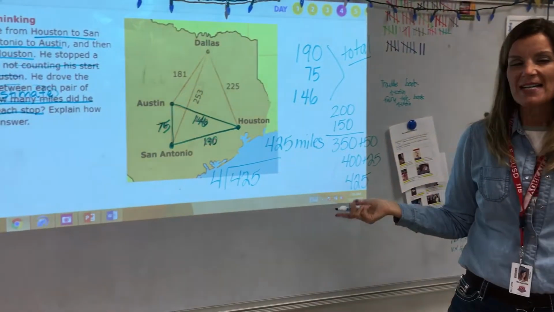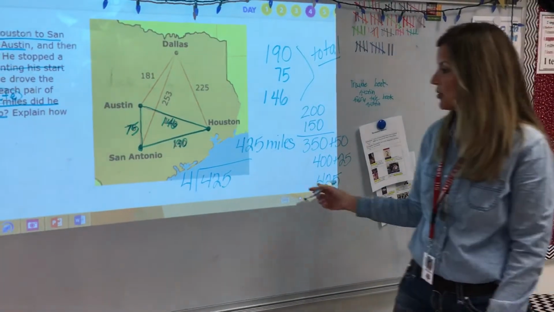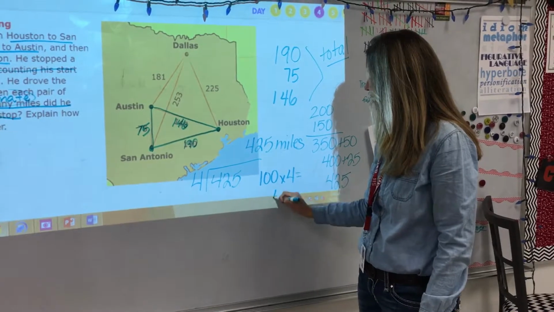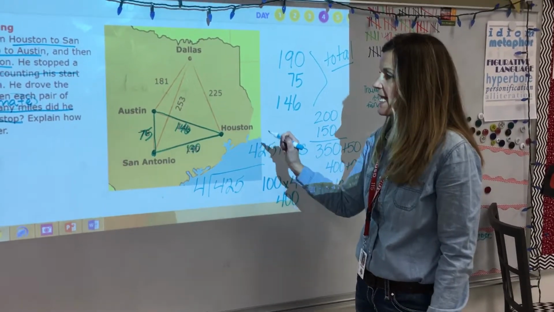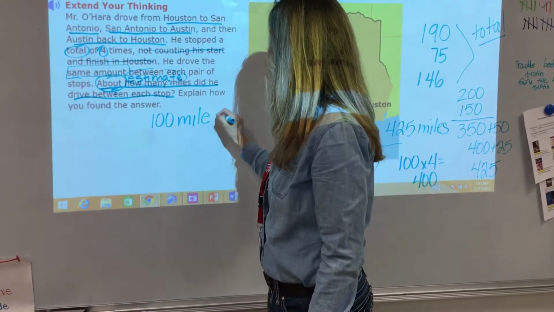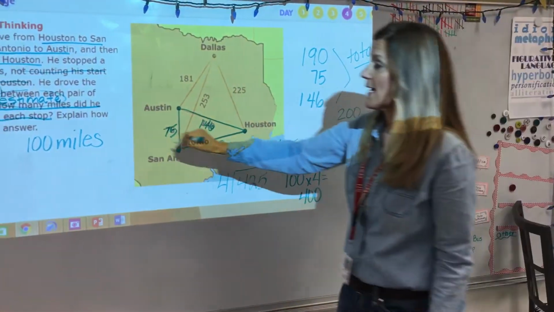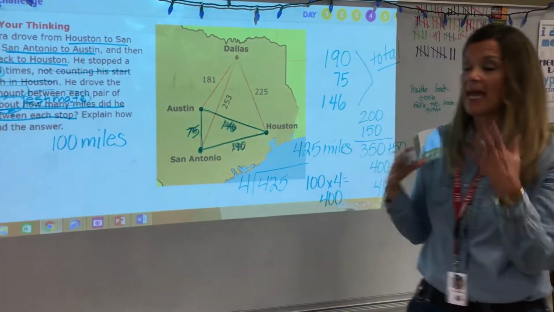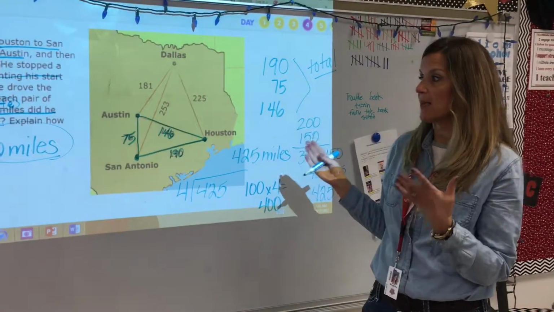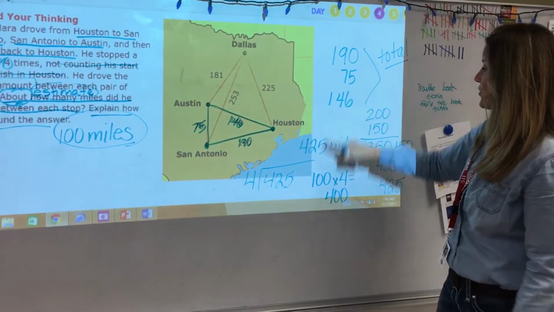Right now, if I divide 425 by 4, I'm going to get about 100, because 100 fours is 400. So I'm going to say that each stop was 100 miles. Now, it's not exact, that's true, but we wanted an estimate. So it gives me an idea. If I actually do the problem, it should be around 100 miles, and I can check myself. And I just explained how I found my answer by doing the work over here.